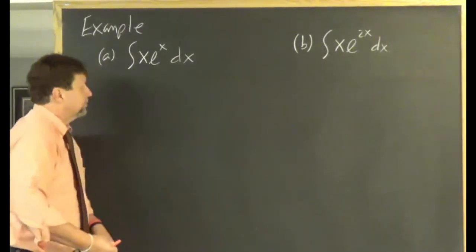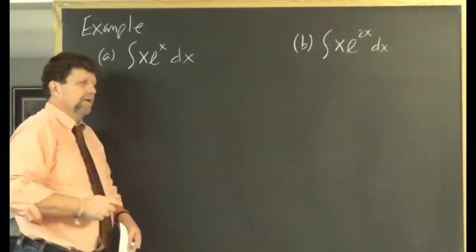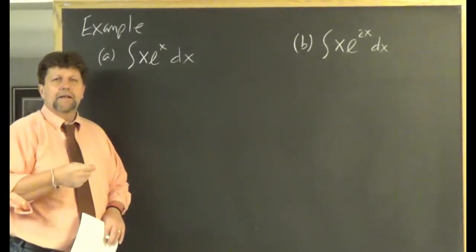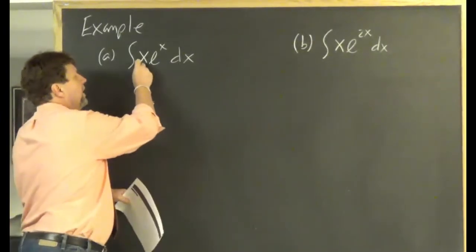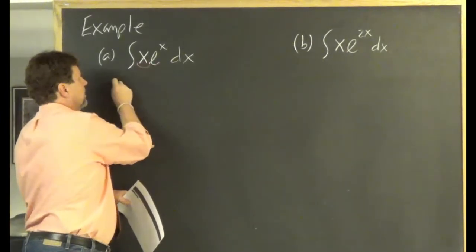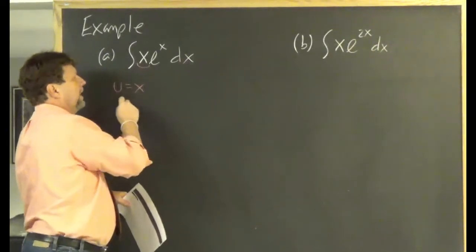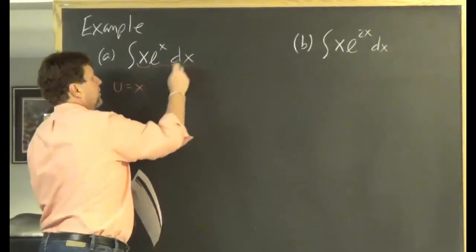Okay, so I look at the original problem, the integral of x e to the x dx. I notice that if I let u equal x, and then dv is the rest.